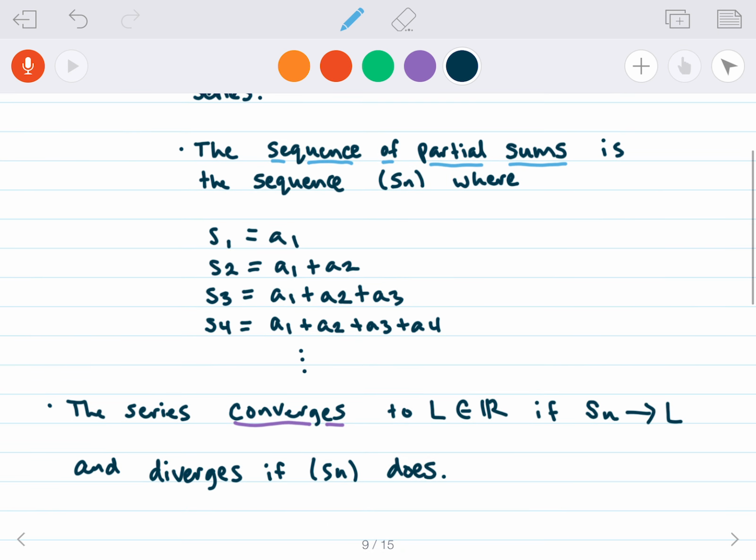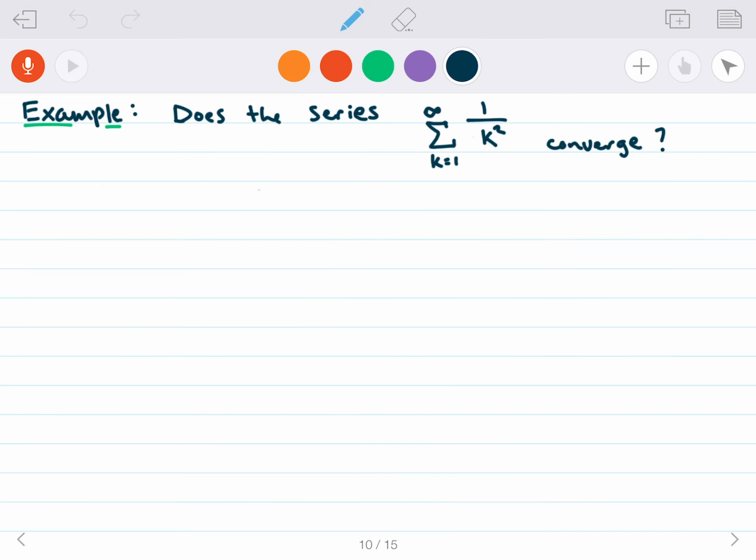And, you know, I think there's a homework problem on this, but we're going to use this definition here: the series converges to a limit L in the reals if the partial sums converge to L. And the series diverges if the sequence of partial sums diverges. Okay, so let's look at an example.